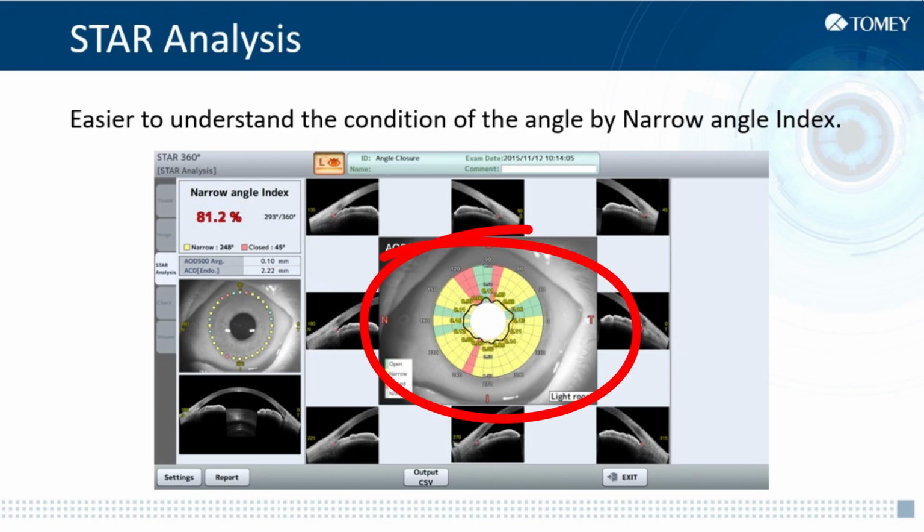The center chart shows whether the angles are open, narrow, or closed by color. Also, since the condition of the pupil has a large effect on the angle, the bottom right of the chart shows whether the image was taken in a light room or a darkroom.